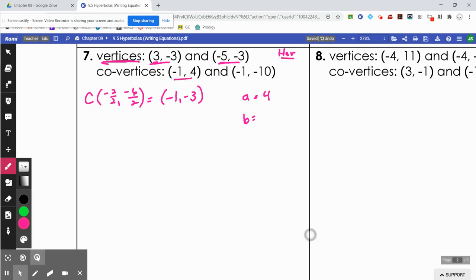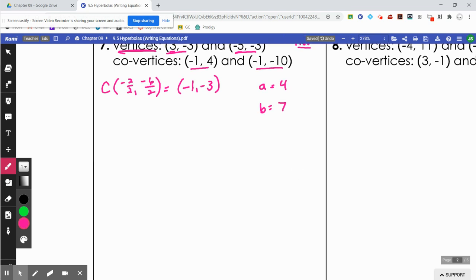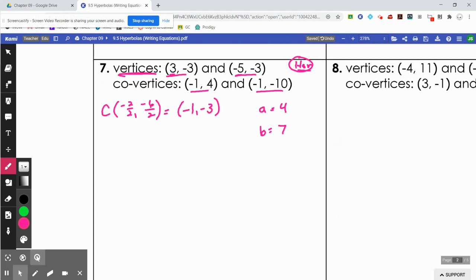The distance from -1, 4 to -1, -10 is 14. So therefore, half of that is going to be my B value, which is 7. So now we're good. It's horizontal, so we're listing X first.